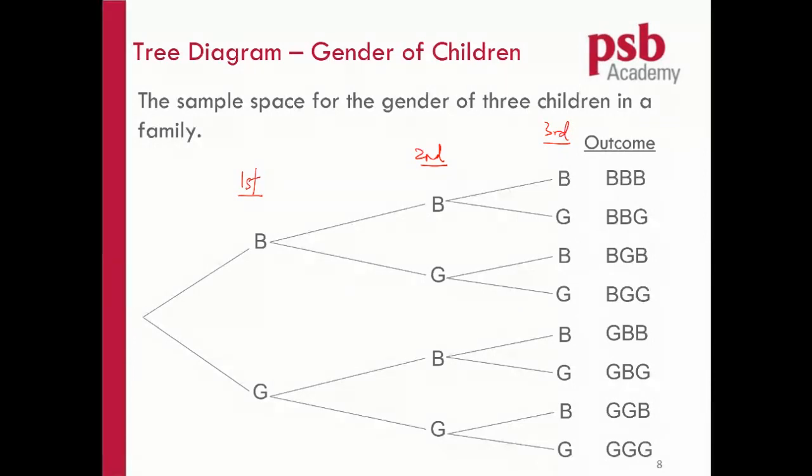What's the chance you get 1 girl in a family? 1 girl, 1 girl, 1 girl. Okay, 3 out of the 8. You have a chance of 3 out of 8 to get 1 girl in a family if the family has 3 children.